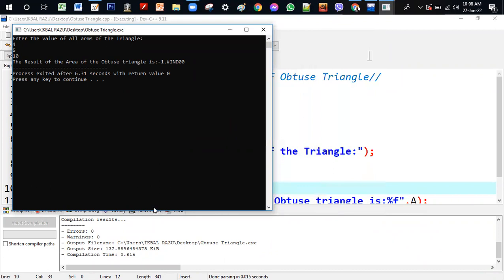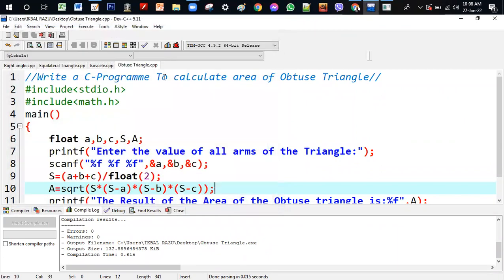The sum of two sides must be greater than the third side. Right, so the sum of the two arms must be greater than the third arm. So 4 plus 5 is 9, and 10 is greater than 9. So this is the main data error, right? So we have to solve these types of data error. So we have to input 4, 5 and then the result of 4 plus 5 is 9, and the third arm will be less than 9, then the result will be correct.